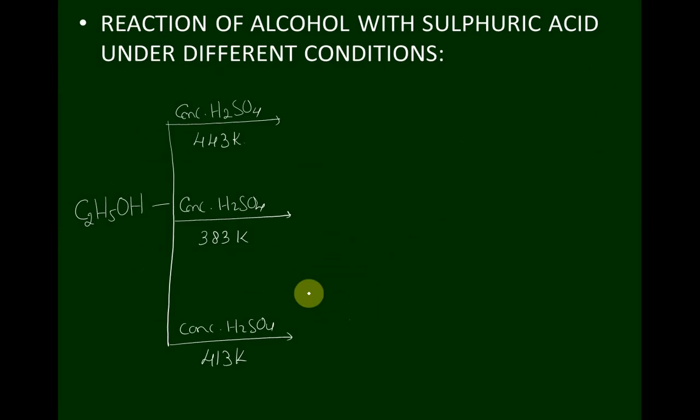Please note it down. Coming to the next, reactions of alcohol with sulfuric acid under different conditions. Alcohol reacts with concentrated sulfuric acid under different conditions to form different products. When alcohol is made to react with concentrated sulfuric acid and the reaction mixture is heated up to 443 Kelvin, it undergoes dehydration reaction to form alkene, CH2=CH2, with the liberation of water.